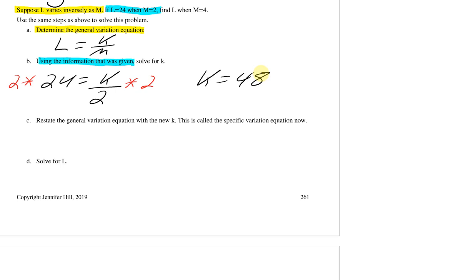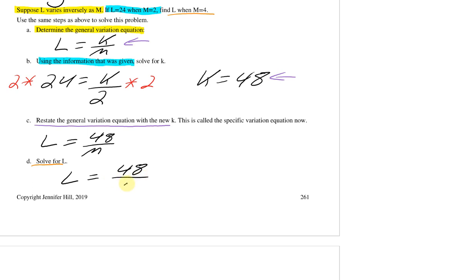Now I need to restate the general variation equation with the new k. That's referring to this piece and this piece so that I can do this. So this is L equals 48 over m. That's all we need. And now I need to solve for L. So that's this last piece, this part here, find L when m equals 4. So this is L equals 48 over 4, so this equals 12.